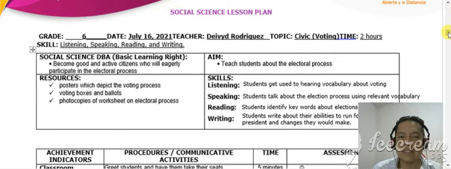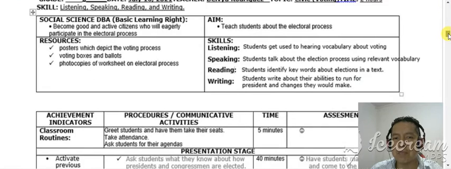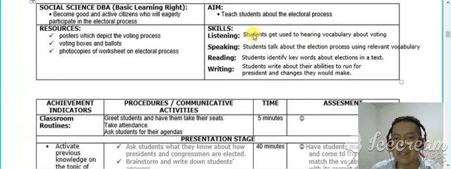Okay, the resources that I'm going to need for this lesson are posters which depict the voting process, to stimulate our visual learners. And I'm also going to need voting boxes and ballots. But to be more exact, I'm going to need plain boxes because we're going to decorate them ourselves in class. The students are going to decorate them themselves, to help the kinesthetic learners. And we're also going to need photocopies of worksheets on the electoral process.